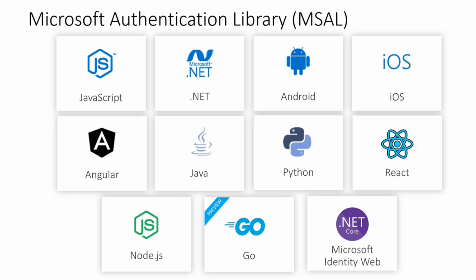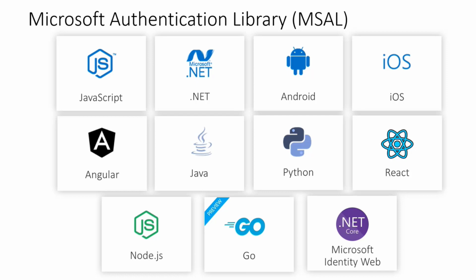MSAL supports various OAuth flows like authorization code flow and client credential flow, and many more. MSAL acquires tokens on behalf of the user. It maintains a token cache and refreshes them for you when they're close to expiring, so you don't have to worry about getting a new one.